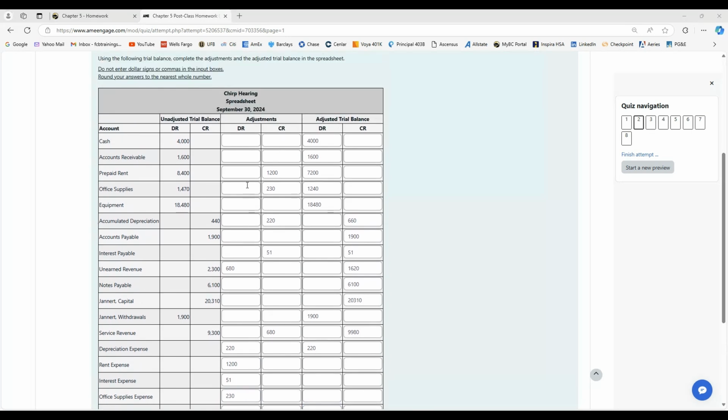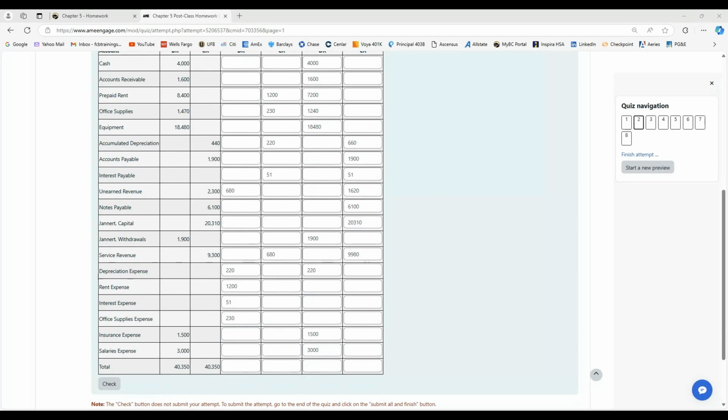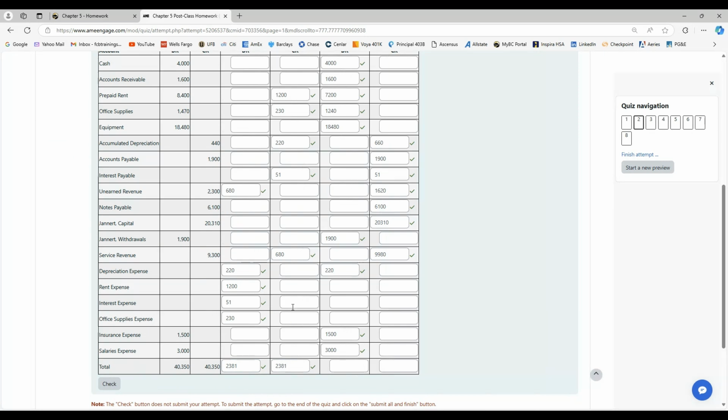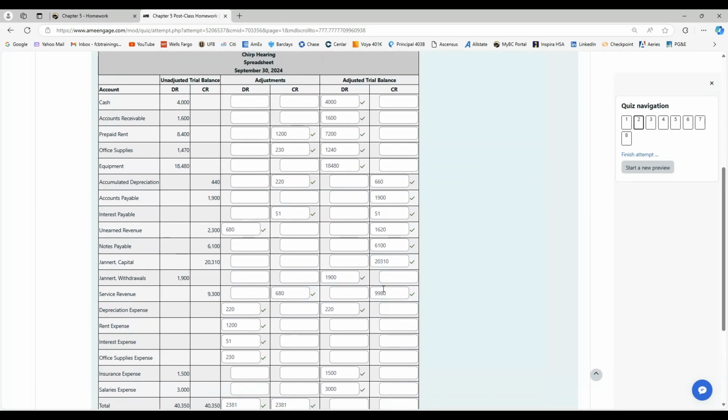So now we just need to add all our things up here. So we've got 680 plus 220 plus 1200 plus 51 plus 230. And that totals up to, I get 2381. The debits and credits should equal. So let's check ourselves here. Nice. Okay. So we're looking good so far.